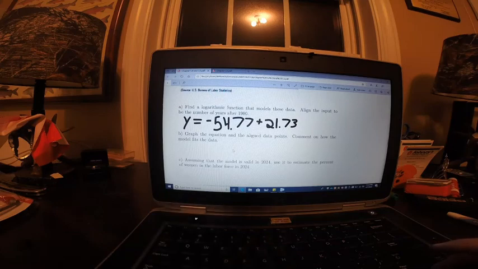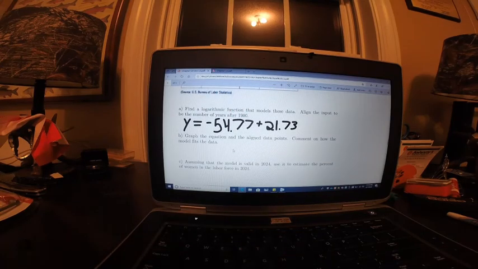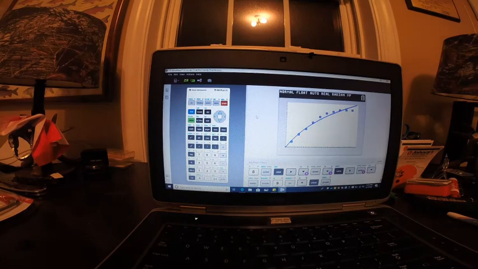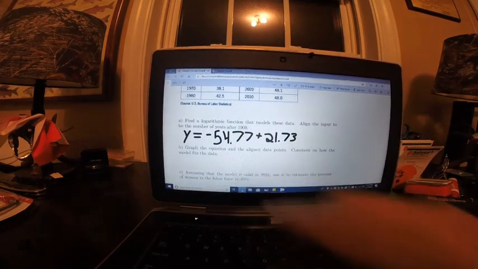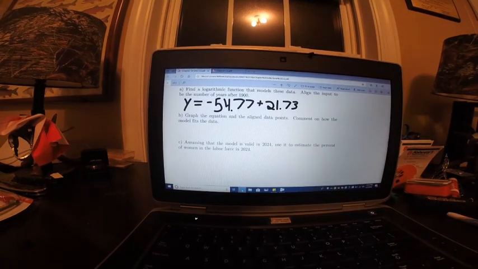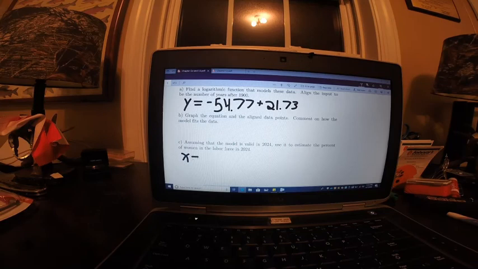C says, assuming that the model is valid in 2024, use it to estimate the percent of women in the labor force in 2024. Okay, so back to the problem, if we're looking at years after 1900, year 2024 would correspond to year 124. So here, our X that we need to use, now this isn't the answer, needs to be 124.